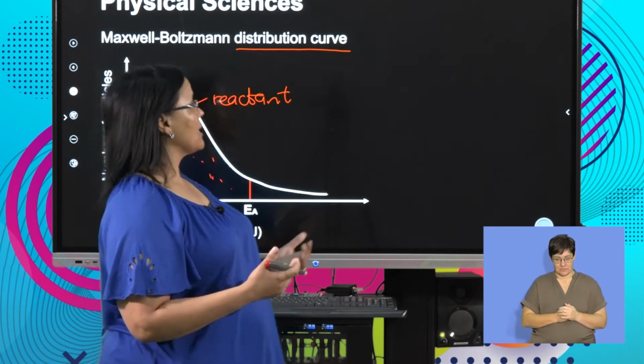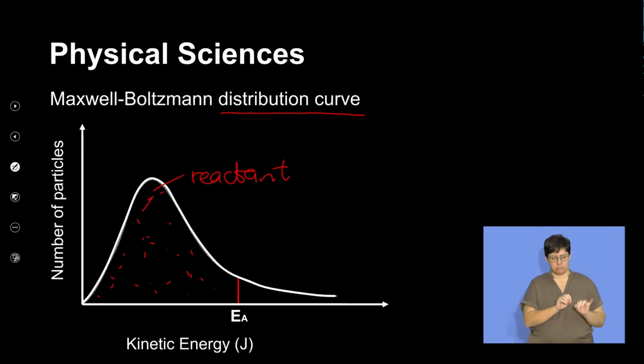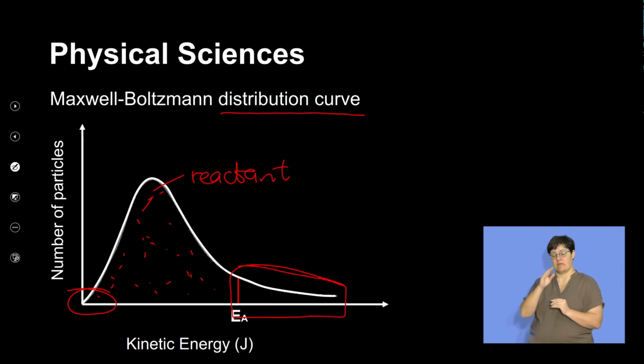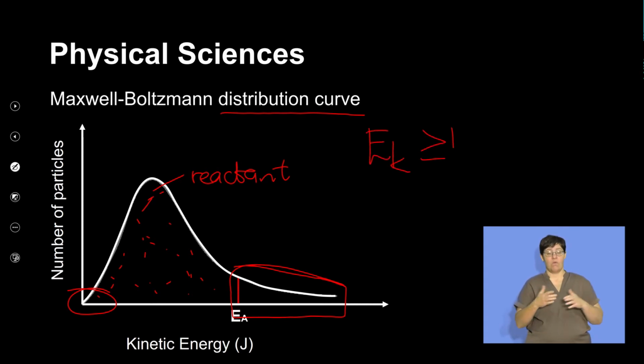So if we look at the normal distribution, normally it will look like this. We have particles that have almost zero energy, up to particles that will have a high energy, and then the particles that will actually reach this point where the kinetic energy is bigger than or equal to my activation energy.